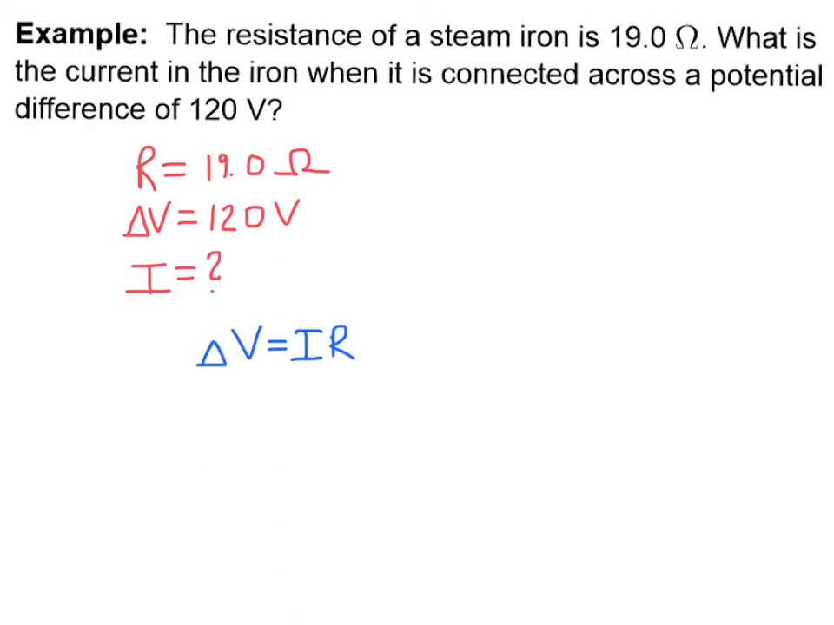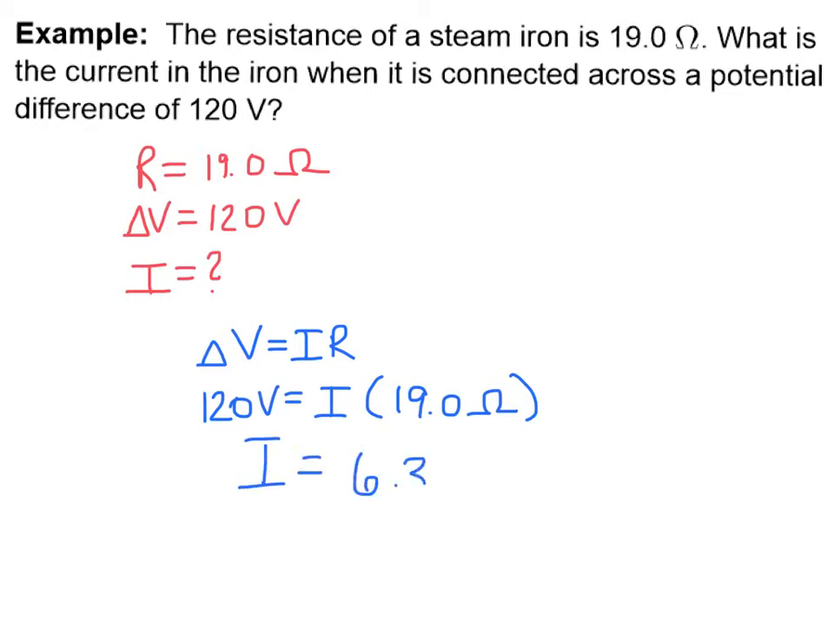I'm going to use my modified version of Ohm's Law. My potential difference, V equals IR. Plug values in, and everything's in the correct units, volts, ohms. My current is going to be in amperes, 6.32 amperes.